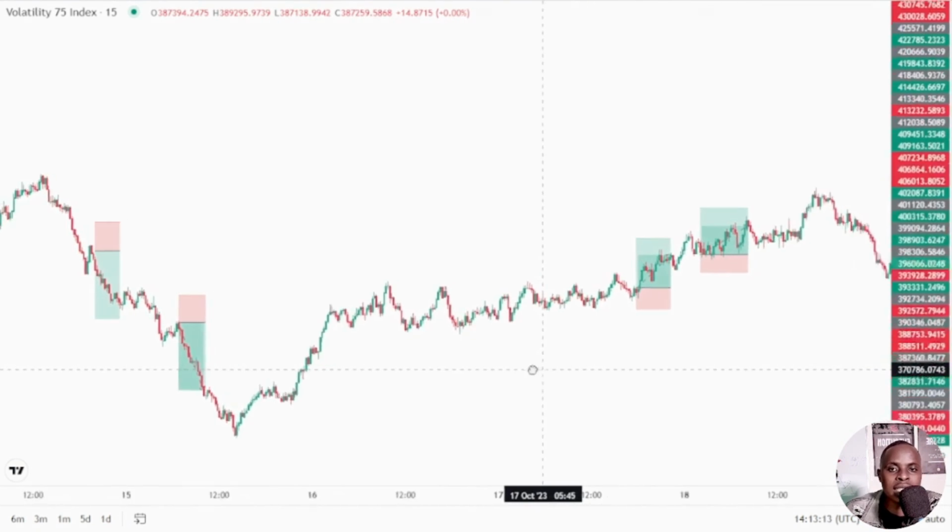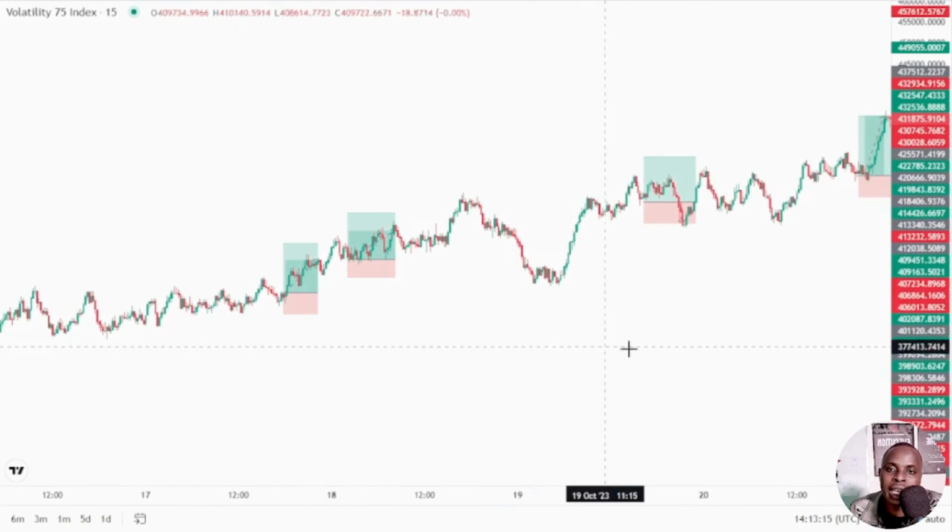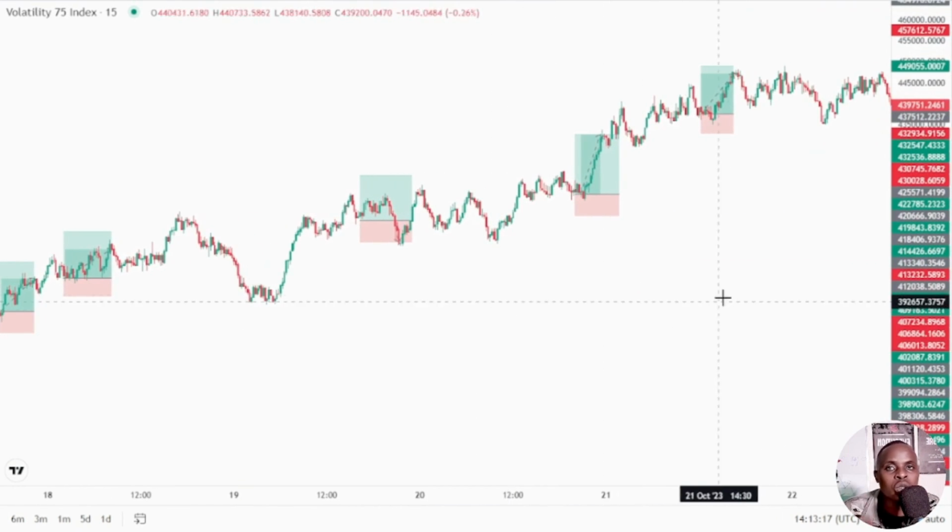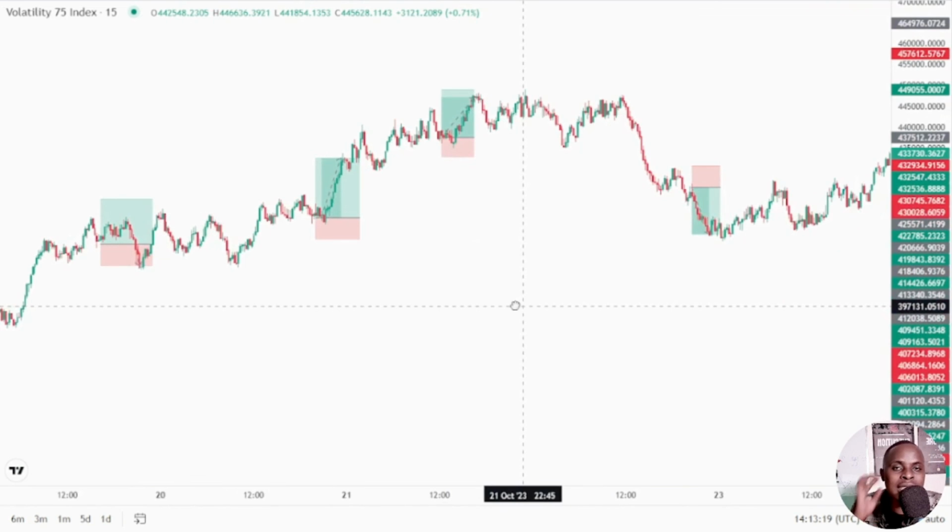And I'm not saying this is a holy grail strategy. No, I'm not saying that, but I'm saying that if you know what you are doing with this strategy, since this market trends a lot, you can potentially place a lot of winning trades using the exact strategy.